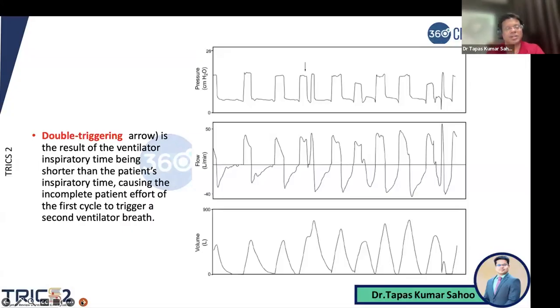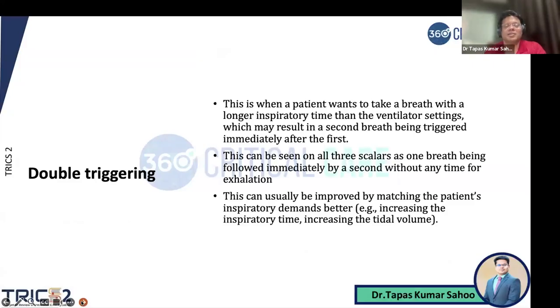So the ventilator inspiratory time is actually shorter than the patient's inspiratory time. The patient is continuing to take the inspiration, but the ventilator is thinking that yes, now I have to deliver the second breath. So double triggering is when the patient wants to take a breath with a longer inspiratory time than the ventilator setting. Okay. This can usually be improved by matching the patient's inspiratory demands better, by increasing the inspiratory time and increasing the tidal volume.